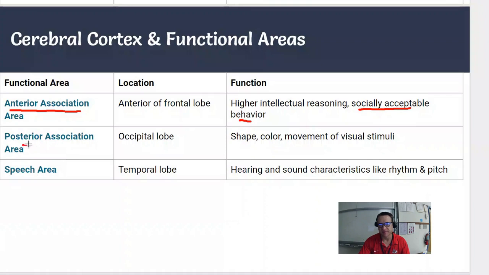Then they have what's called here the posterior association area, typically called the visual association area. So we're going back here to the occipital lobe. The primary visual cortex is right here in the very back of the occipital lobe, and just anterior to that is the visual association area, or posterior association area. That's where it's going to look more in depth at the shapes and the colors that you're looking at.